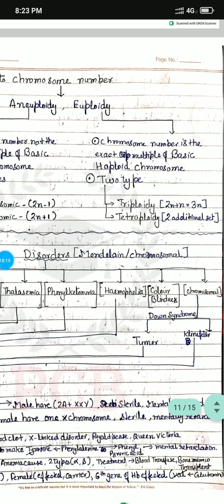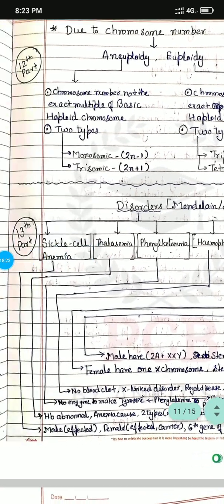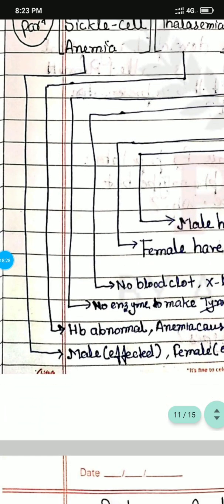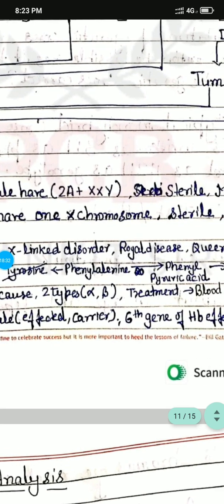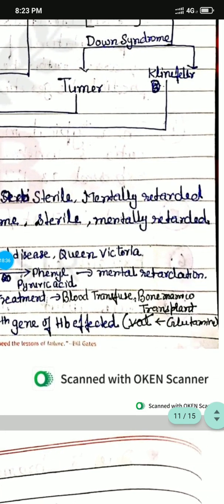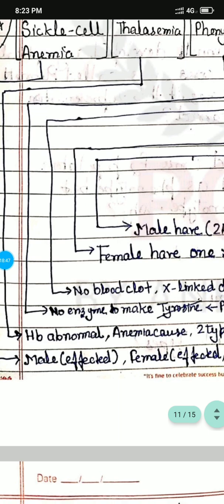Disorders are actually called Mendelian or chromosomal. The Mendelian ones are, I think, of six types. Number one is sickle cell anemia. What is that? The male becomes affected, the female becomes affected or a carrier, because in the sixth position of the hemoglobin gene, the valine is displaced by glutamine.